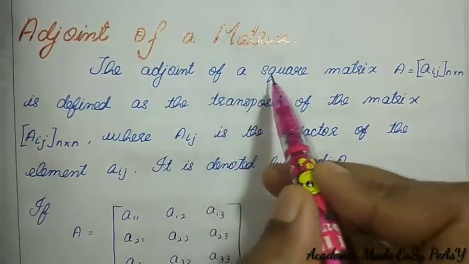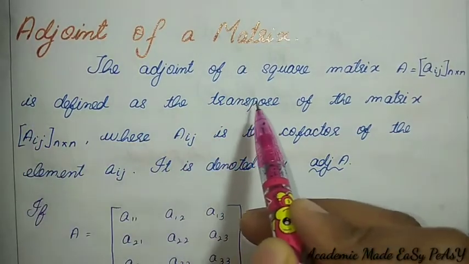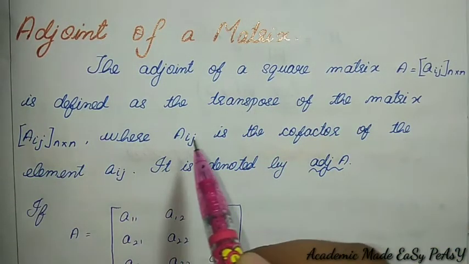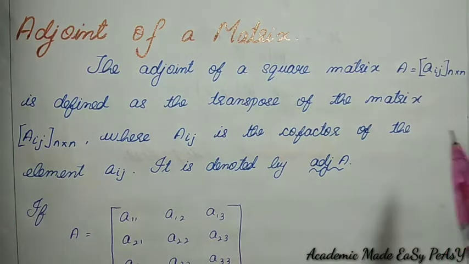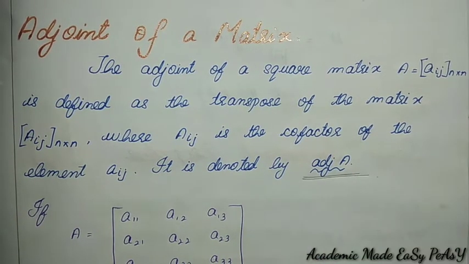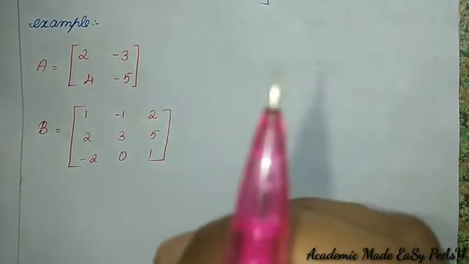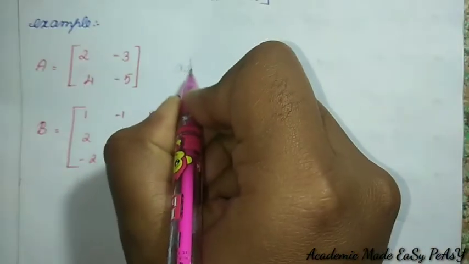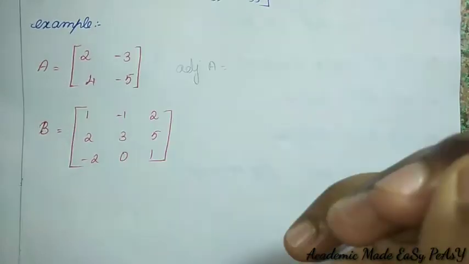The adjoint of a square matrix A is defined as the transpose of the matrix where Aij is the cofactor of the element aij. It is denoted by adjoint A. So now I'll give you an example. Now I will teach you how to find the adjoint of A.